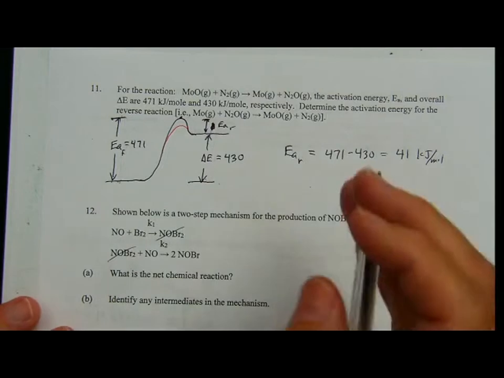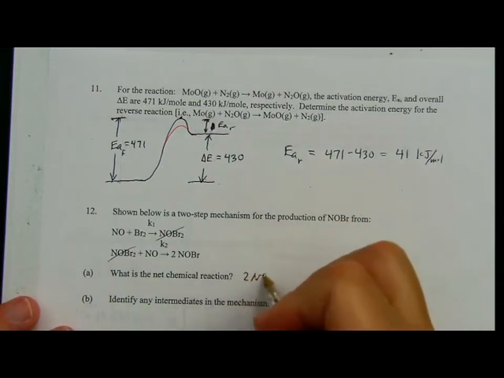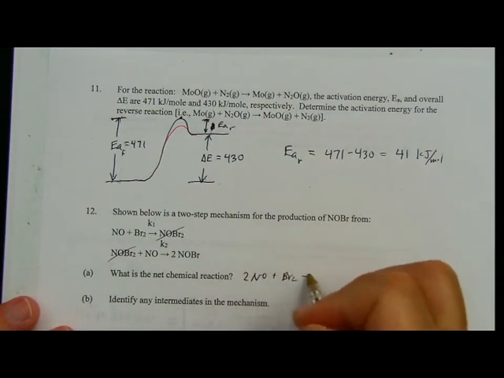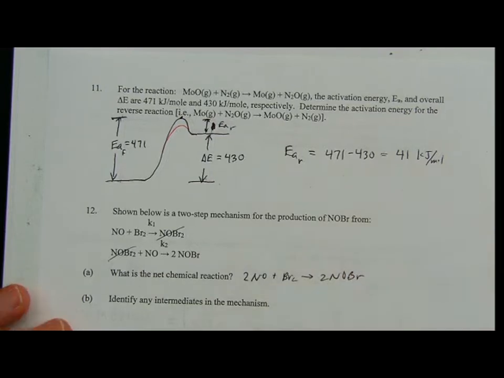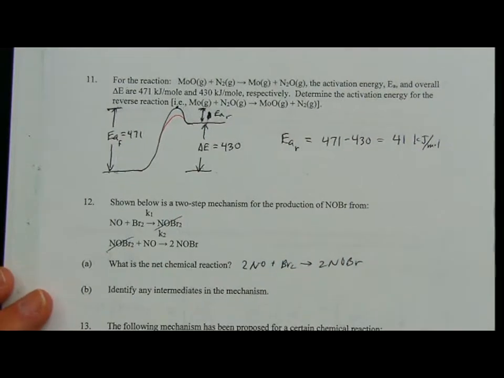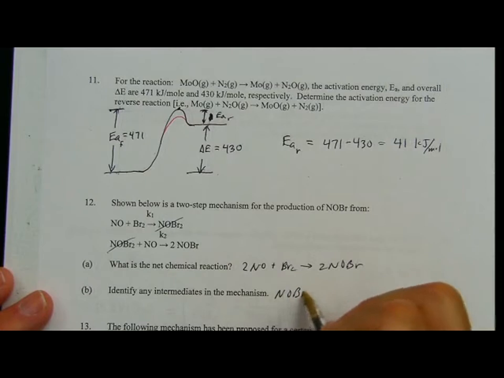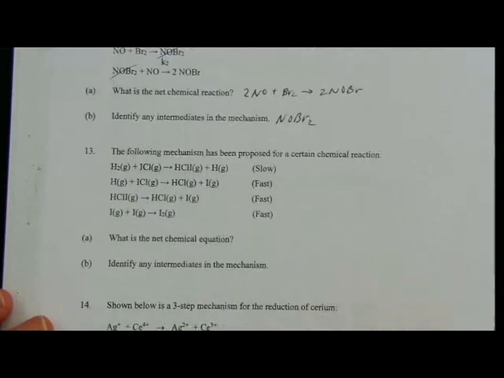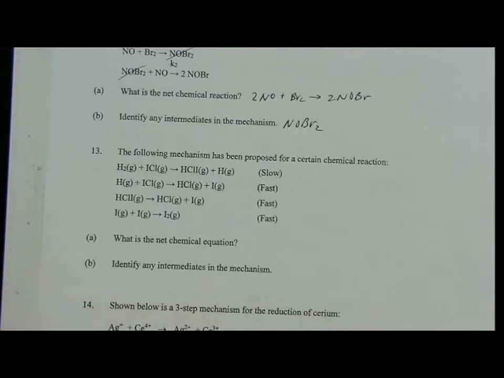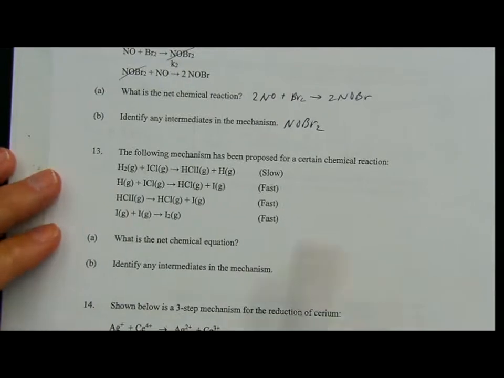All right, so this one is actually fairly straightforward. 2NO plus Br2 goes to form 2NOBr. All right, and the intermediate is NOBr2. Okay, here's a multi-step mechanism, 4 different steps. It says, what is the net chemical equation here?